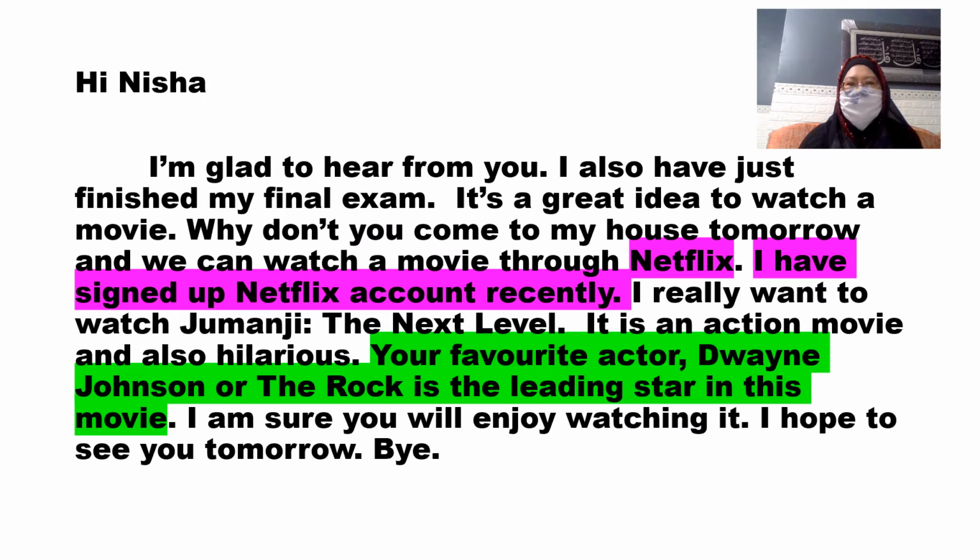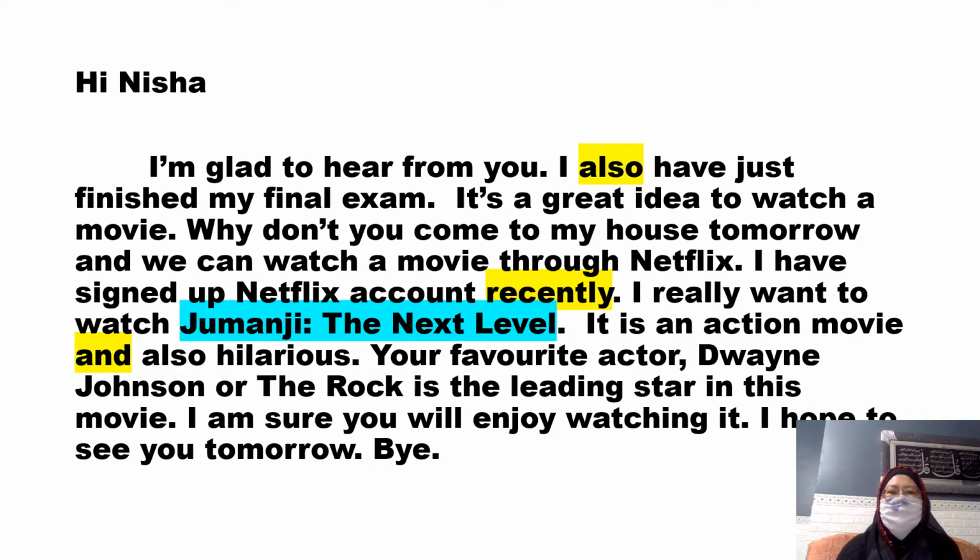Okay, so let's look at this. The one that I have highlighted in purple is the relevant information, and the one that I have highlighted in yellow is the reason why you want her to watch the movie. The words that I have highlighted in yellow are called the cohesive devices and also the sequence connectors. The words also, and, but, because, so are conjunctions and they are also called cohesive devices.